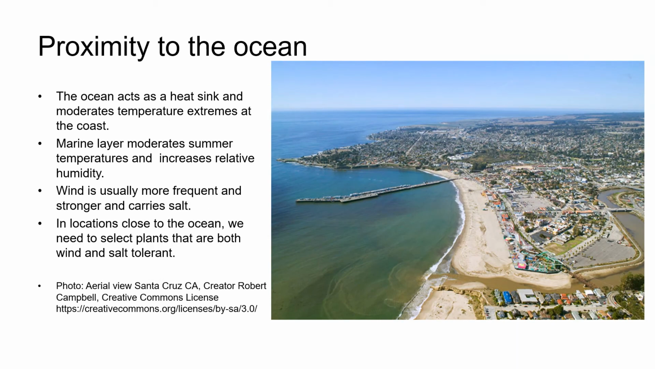The ocean acts as a huge heat sink that helps to moderate temperatures along the coast. So compared to areas further inland, we're usually cooler at the coast during the day in the summer and warmer at night in the winter. The marine layer that's a feature of California's coast in the summer also moderates summer temperatures and increases relative humidity. It also provides a small amount of summer precipitation as the water vapor condenses on the foliage of plants. In fact, in coast redwood forests, fog drip can account for up to 30% of the total annual water input to this ecosystem.